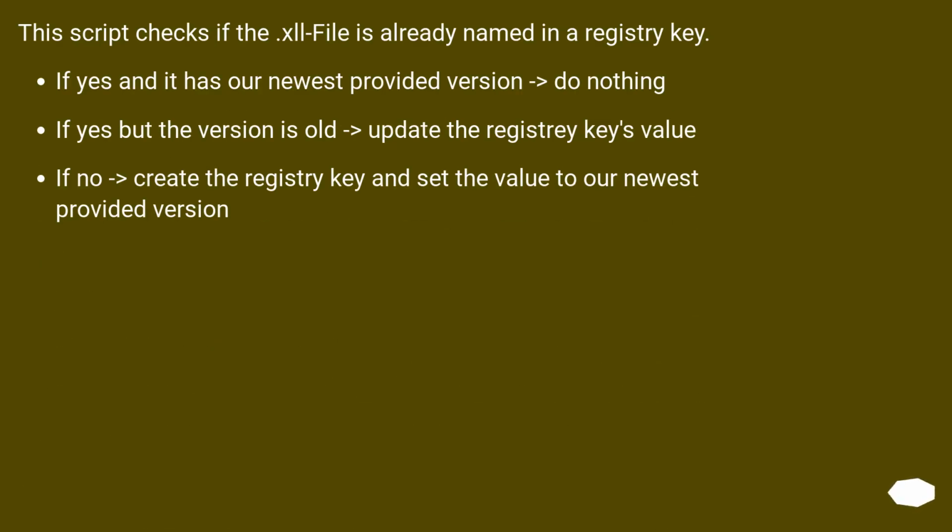This script checks if the XLL file is already named in a registry key. If yes and it has our newest provided version, do nothing. If yes but the version is old, update the registry key's value. If no, create the registry key and set the value to our newest provided version.